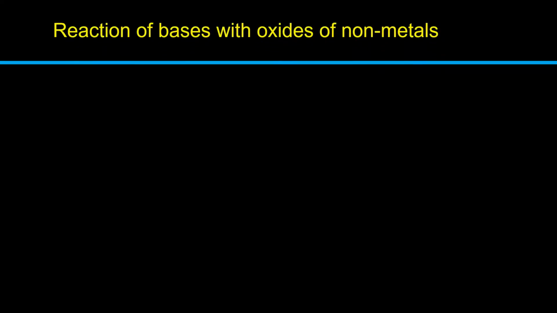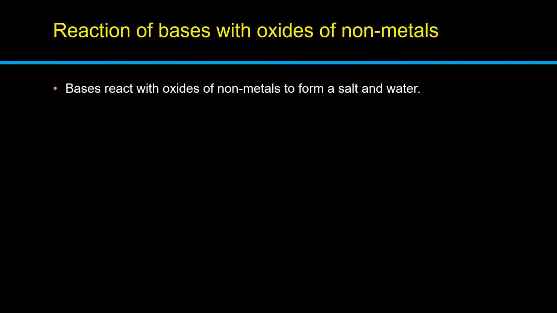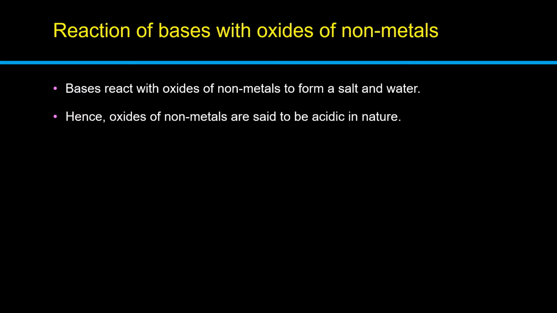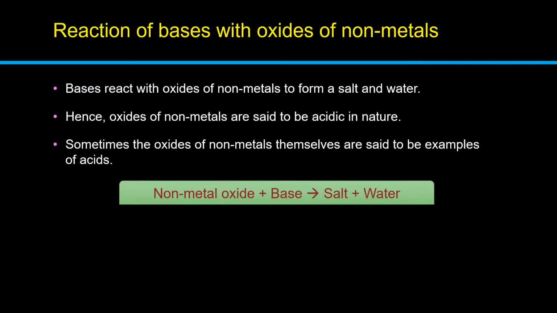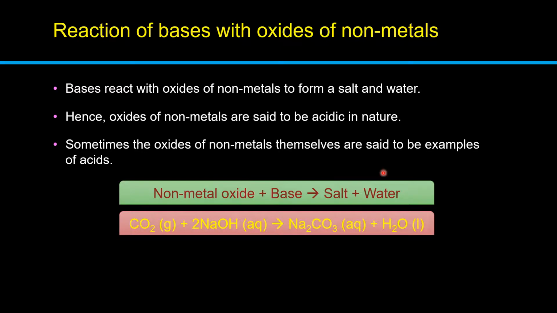Now we will move on to the reaction of bases with oxides of nonmetals. Bases react with oxides of nonmetals to form again salt and water. Hence, oxides of nonmetals are said to be acidic in nature. Sometimes the oxides of nonmetals are themselves said to be examples of acids. So, the general reaction is a nonmetal oxide reacts with a base to form salt and water. This is also a kind of neutralization reaction.